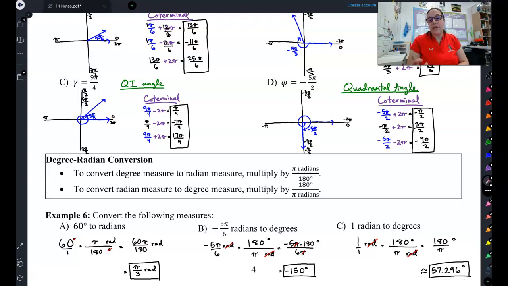We are officially done with lesson 1.1. Congratulations, you've done all the basics for degrees and radians. In the next lesson, we'll actually start to move into triangles.